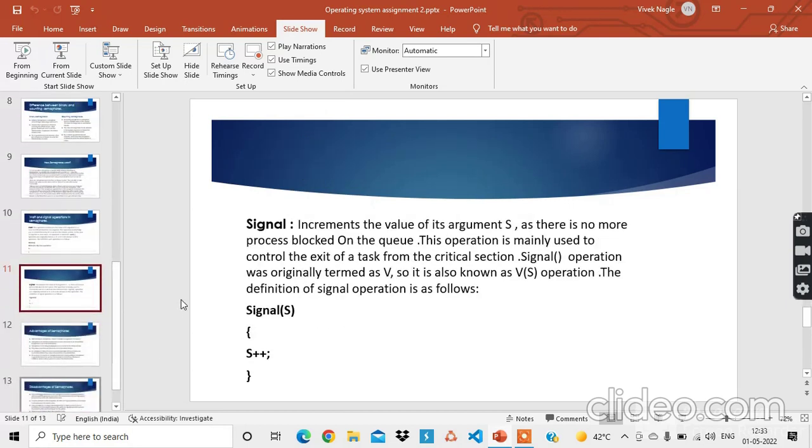The next is the signal operation. Signal operations always increment the value of the semaphore.